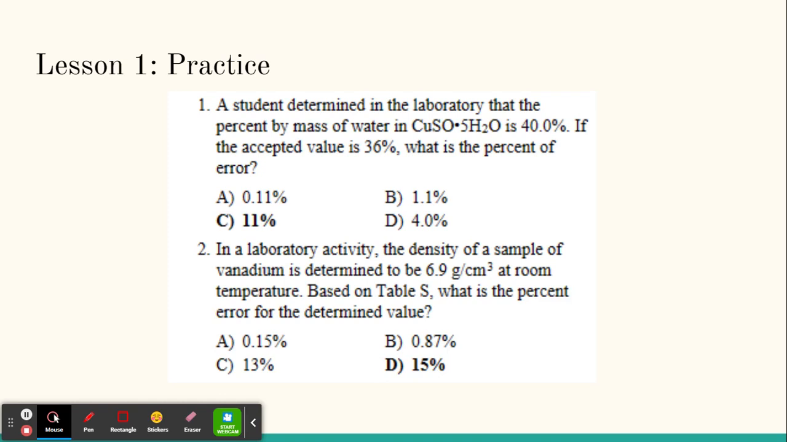the measured value minus the accepted value all over the accepted value multiplied by 100, which in this case would be 40 minus 36 divided by 36 times 100. And if you did that computation, you would get C, or 11% error. In the second one, you can try by yourself and apply the same calculation as we just did.